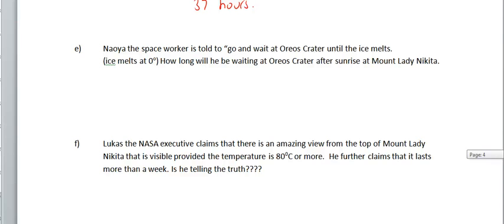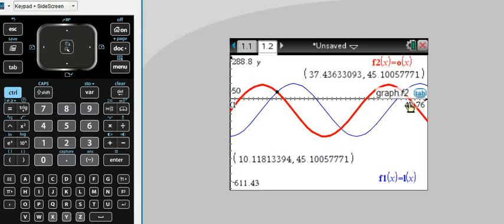Next we have Noya, our little space worker, who is told to go and wait at Oreo's crater until the ice melts, and a reminder that ice melts at 0 degrees. So how long will he be waiting at Oreo's crater after sunrise at Mount Lady Nikita? So looking at the graph, remind yourself that it's the red one here, that's Oreo's crater. So Noya's here, and he needs to wait until it gets a temperature of 0 before the ice starts to melt. So what we're trying to find is from the beginning up until this point, how long is that? So how long is he waiting for that ice to melt?